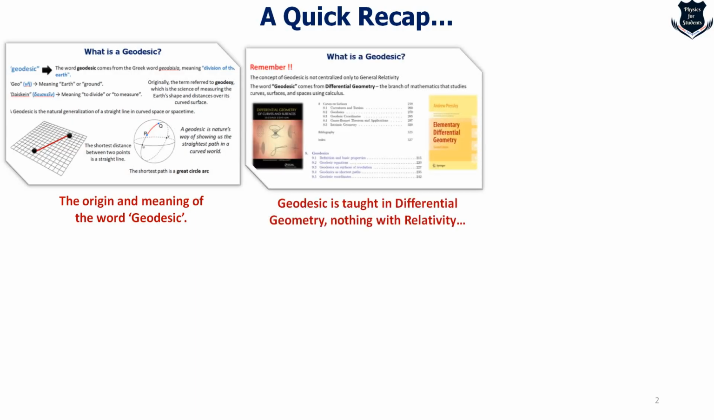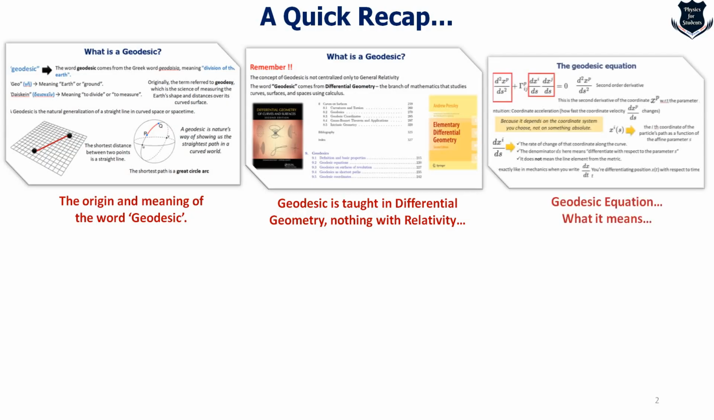Then we have covered that there is a wrong notion that geodesic is related only to relativity. However, it is not, and I have showed two examples of two famous books that it is basically a very important concept which is taught in differential geometry, and it is then used in general theory of relativity.